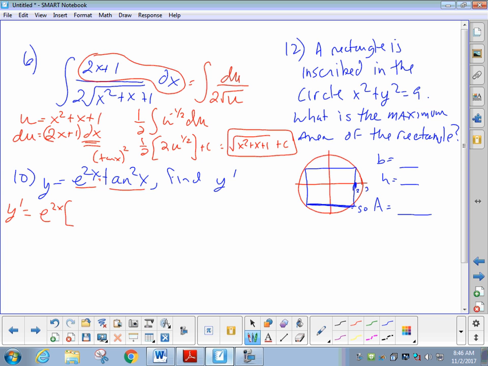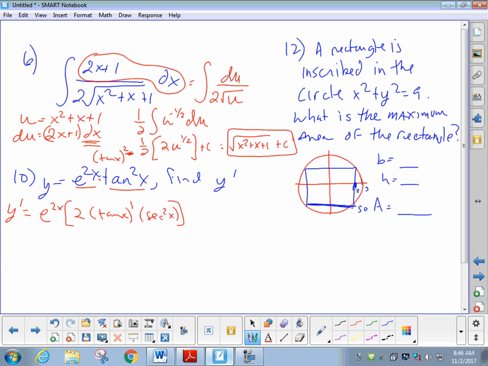Chain rule. What's the outside? The square. So 2 comes down, drops to the 1, the inside stays the same, times the derivative of the inside. What's the derivative of the inside? Secant squared. Don't forget where you are in the whole problem.